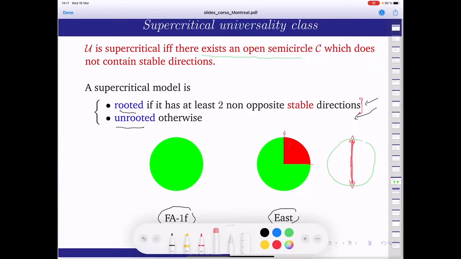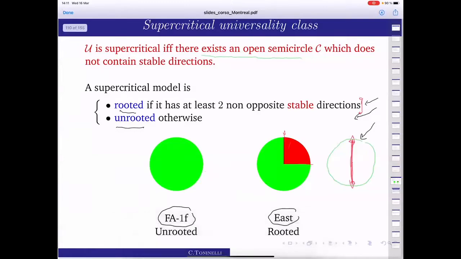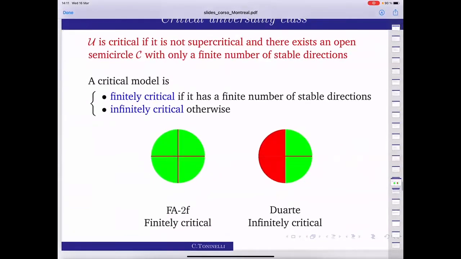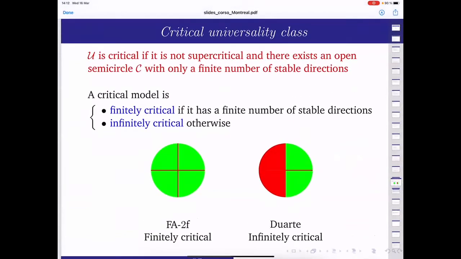Okay, so unrooted, as I said, is everything else. So either no stable direction, or just one or two, but opposite, as it is in this drawing. Okay. So now there is a different case. The second class is the class of the models which do not contain a green semicircle. So if I look at any semicircle, I discover that there is at least one stable direction. But nevertheless, they have at least one semicircle which contains only a finite number of stable directions.